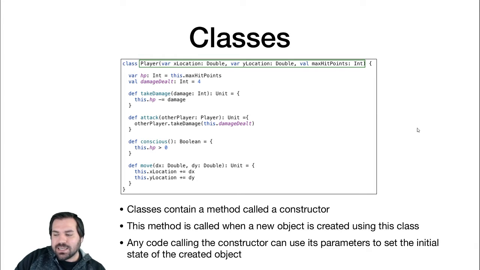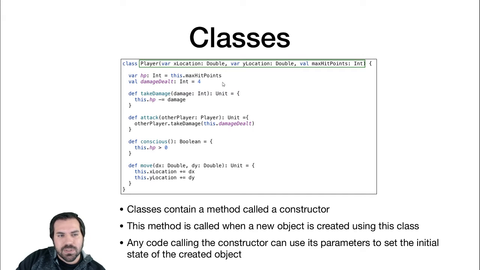So each class has a special method called a constructor, which is going to be called to create objects of this type. To create a new object of type player, we're going to call this constructor method with these parameters. Whenever you create a player, you'll have to specify through the constructor's parameters the X location, the Y location, and max hit points. If you want to create a player, you have to tell me where this player's starting location is and what their max hit points are going to be. You have to supply those 3 pieces of information to create a new player.